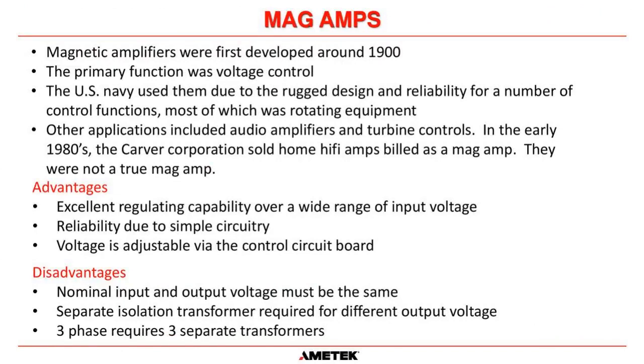Mag amps. Our Navy used a lot of mag amps. They first came out in the 1900s, and they were used generally to provide voltage control for rotating equipment. At that time, there wasn't a very good means of doing this. So the magnetic amplifier allowed for means of controlling voltage.